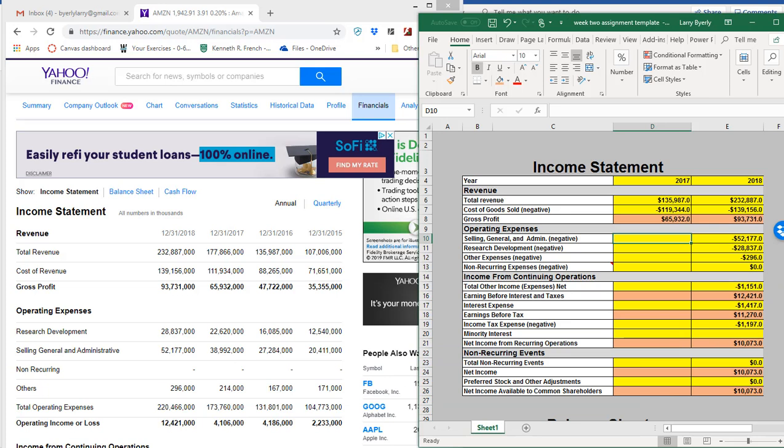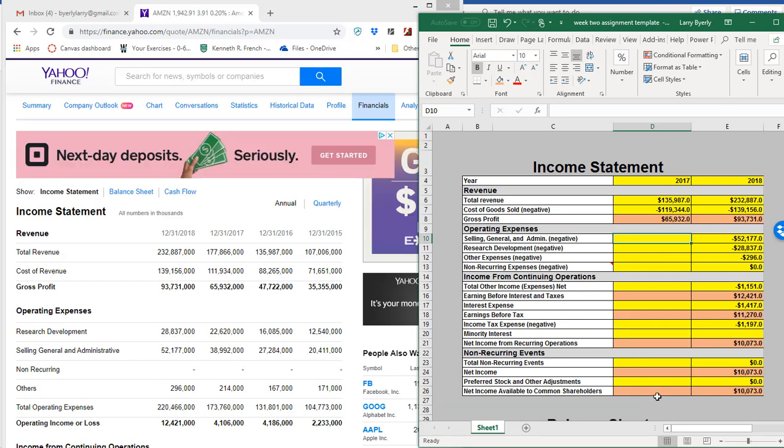So I'm going to complete this, and then I'll come back after I get this piece completed, and we'll go to the analysis piece.